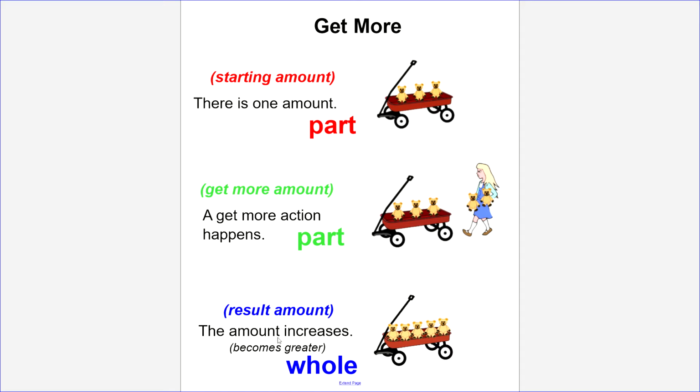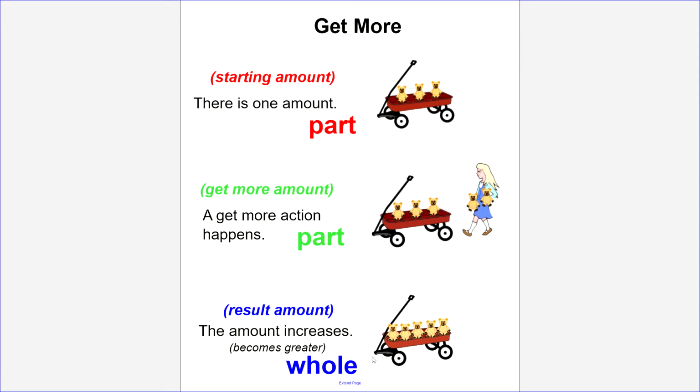So let's think about this in terms of our teddy bear problem. The starting amount is 3 because there were 3 teddy bears in the wagon to start with. This would be a part. Our get more amount would be 2 because the girl brings 2 more teddy bears to the wagon. These 2 more teddy bears she brings to the wagon are the get more amount, and they are also a part. So we know that the 3 teddy bears in the wagon to start with is a part. The 2 teddy bears the girl brings is also a part.